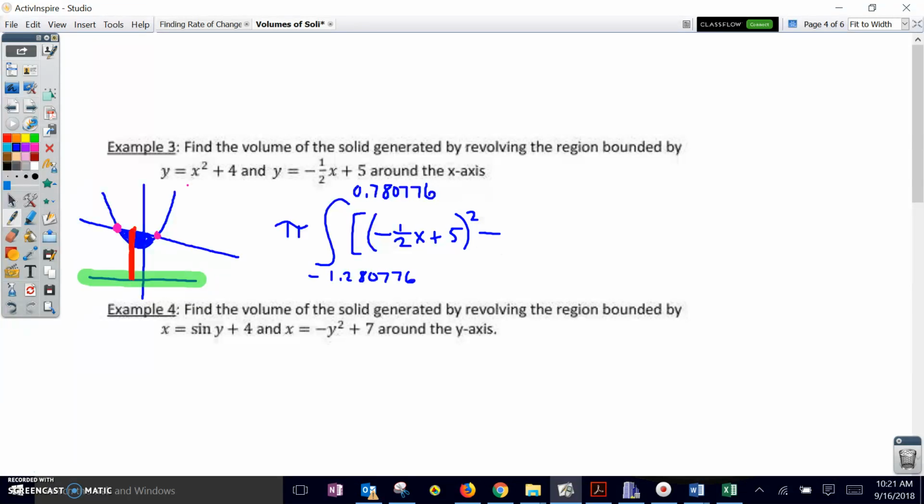And then my inner radius is the distance from the parabola to the x-axis, and that's going to be x squared plus 4. Square that.